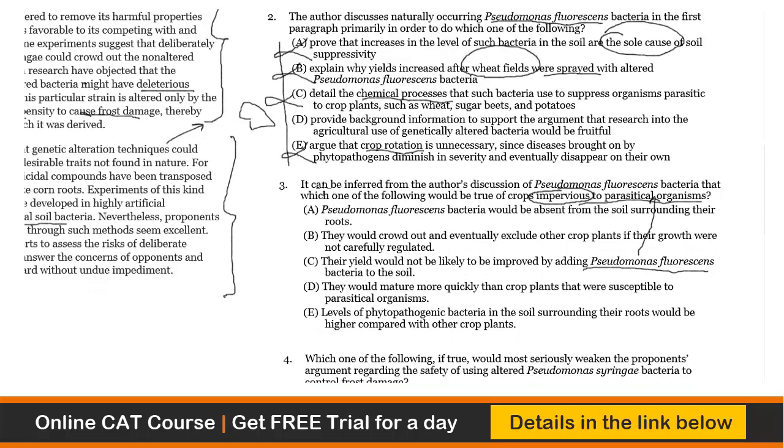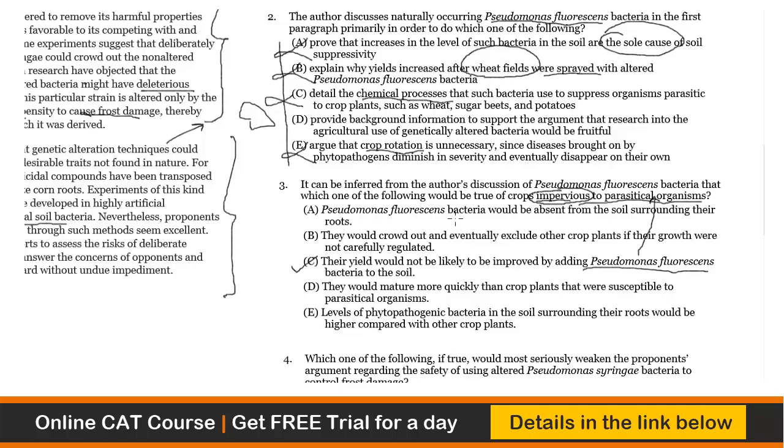So look at this. It says here it can be inferred from the author's discussion of Pseudomonas bacteria that which of the following would be true of crops impervious to parasitical organisms. So if the crops are impervious to parasitical organisms, that means Pseudomonas would not have much impact on them. And similarly, phytopathogens would not have much impact on them. Because phytopathogens are parasitic, they won't have any effect. So in fact, the yield would not decrease because of phytopathogens, and the yield would not increase because of Pseudomonas. So you can directly say that their yield would not be likely to be improved because they're insensitive, they're impervious.